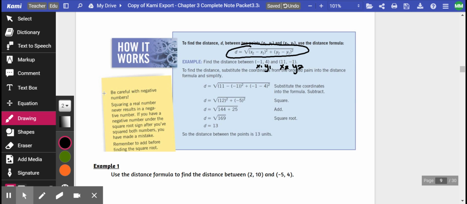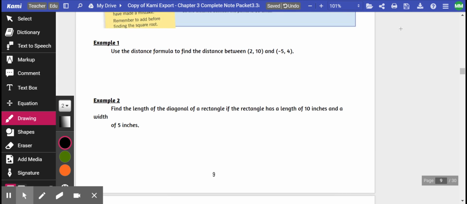One thing is you want to be careful about your negative numbers, because when you end up squaring your negative numbers, remember that you're multiplying a negative by a negative. So you will always end up with a positive once you square them. All right, so let's go ahead and just jump in.